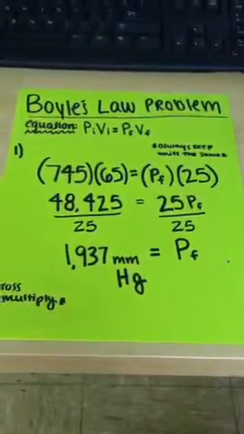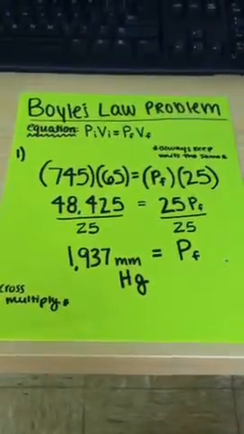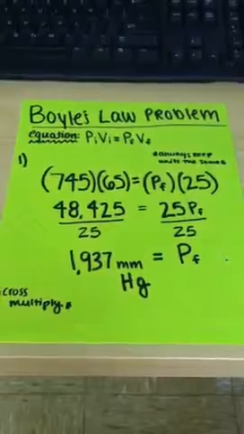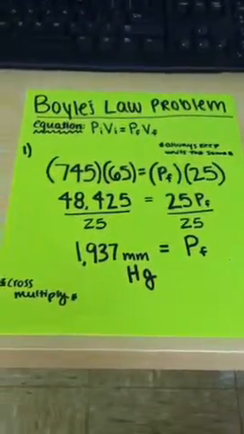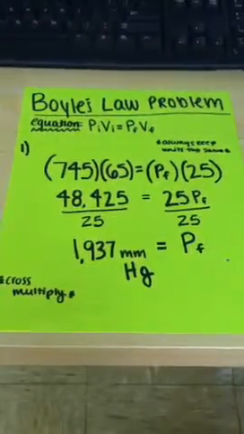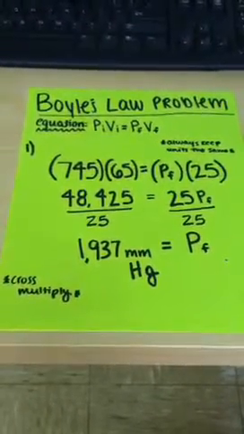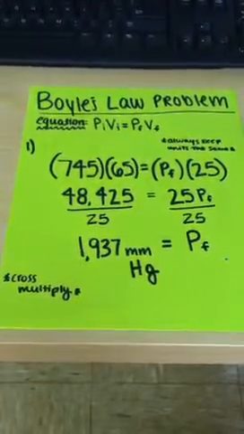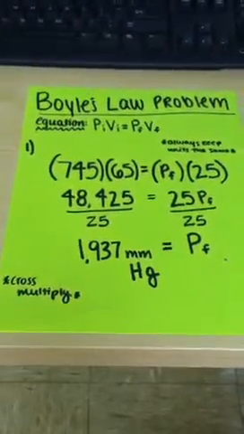This is a Boyle's law problem, and the equation is Pi times Vi, which is equal to Pf times Vf. Pi is equal to 745 mmHg, Vi is 65 liters, Pf is the unknown, Vf is 25 liters.